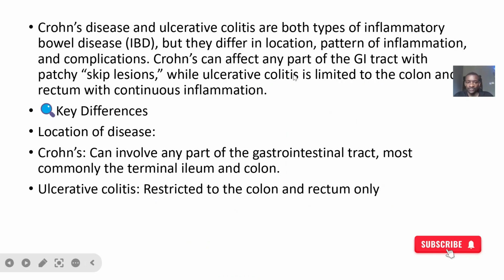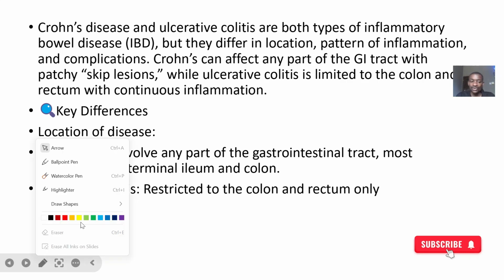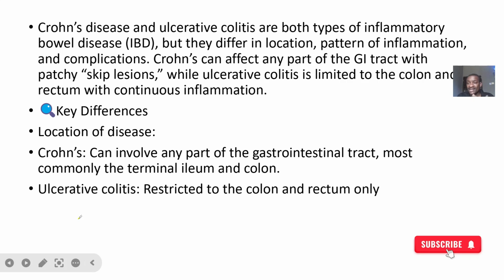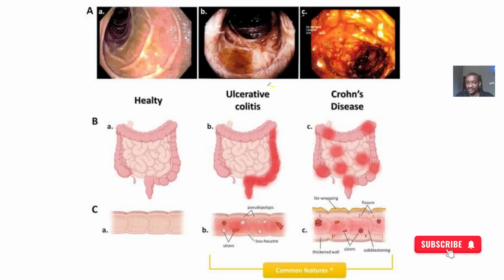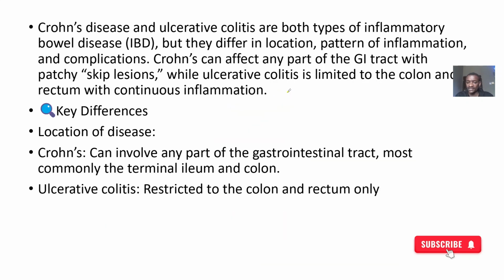Let's move on. Both of them, you should know, are collectively called inflammatory bowel disease, that's the IBD. So they're actually from the same mother, but they differ in so many things. So let's look at those things. Based on location, Crohn's can involve any part of the gastrointestinal tract, mostly the terminal ileum and the colon, while ulcerative colitis involves the small intestine and the rectum mostly.